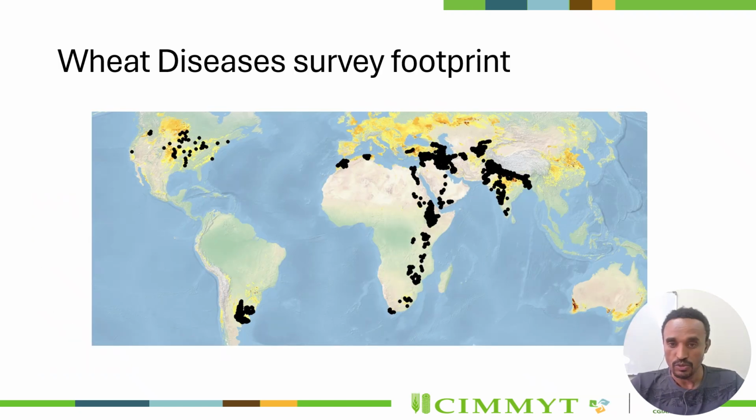What you see here is nearly 17 years of data accumulated through the serial RUST monitoring projects. As you can see, almost all of the continents except Australia are covered in this surveillance activity.